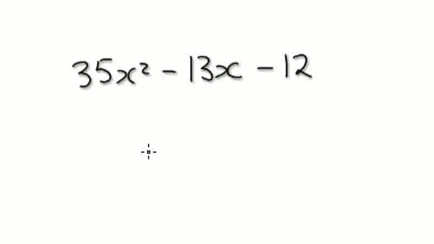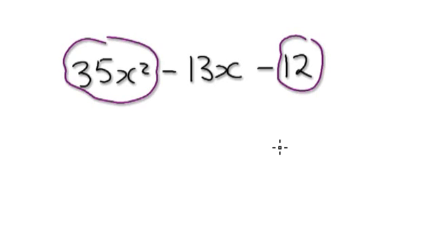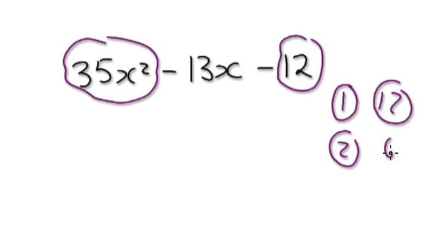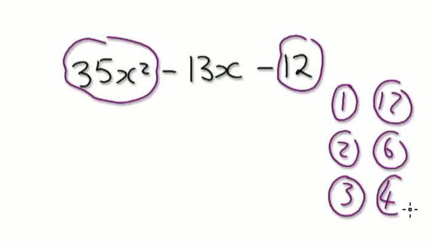Okay, next one here. Press pause and have a go. Okay, to do this one here, try to create the 12 and try to create a 35x squared here. So 12, I could use 1 and 12. I could use 2 and 6. I could use 3 and 4. How would I create 35?